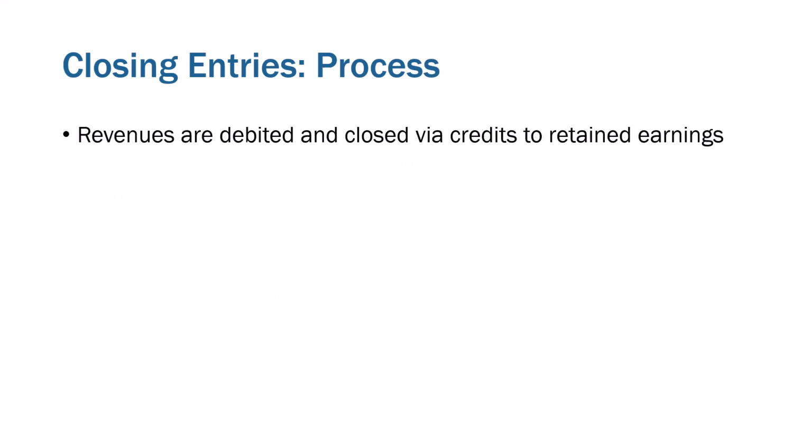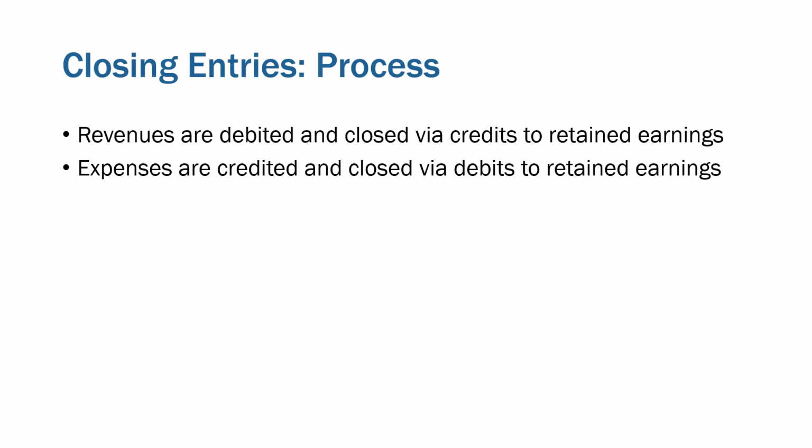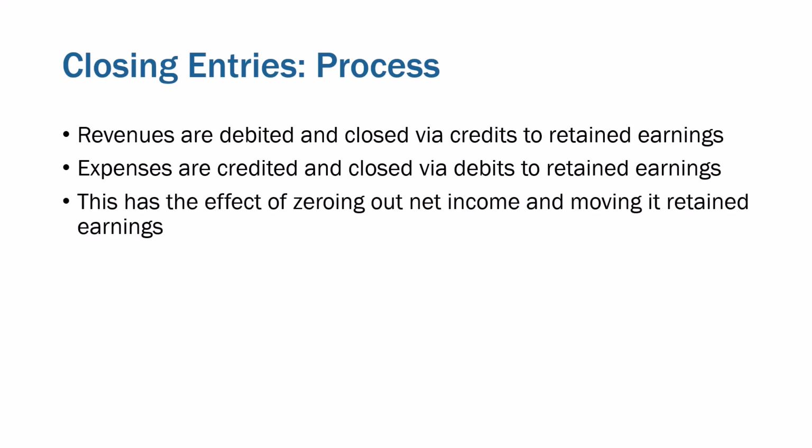The process: revenues are going to be debited. They normally have credit balances, so to get rid of them, we debit them, and then we are going to credit retained earnings. Expenses normally have debit balances, so we're going to credit those, and we are going to close those with debits to retained earnings. What that does, when we do our credits and our debits to retained earnings, is zero out the net income and move it into retained earnings.